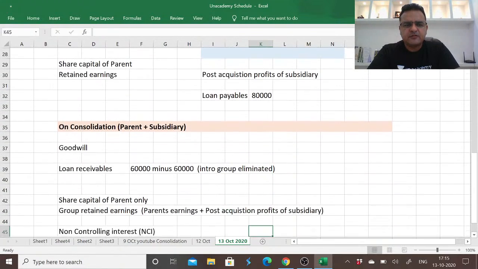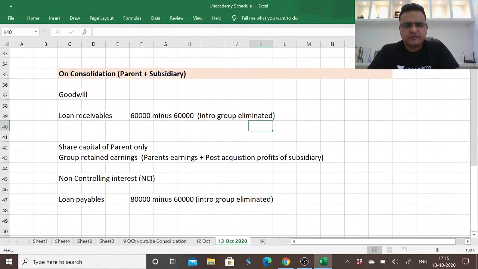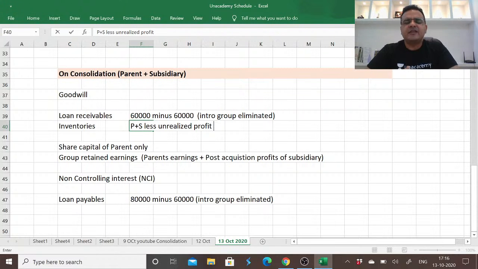So one way is to remove unrealized profit on the face of the balance sheet. Suppose we have inventory: parent plus subsidiary inventories less unrealized profit. Whether parent is selling to subsidiary or subsidiary selling to parent, either the unrealized profit is in the books of parent or in the books of subsidiary. So we have no choice other than eliminating it from the inventory on the face of the balance sheet if we wish to remove that unrealized profit from the inventory.